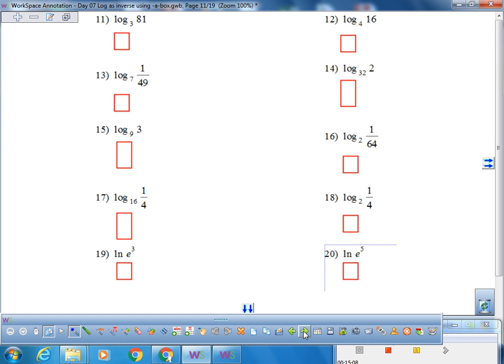That is a base of e. Base of e. And whenever you don't see a base written here, it's always base 10.